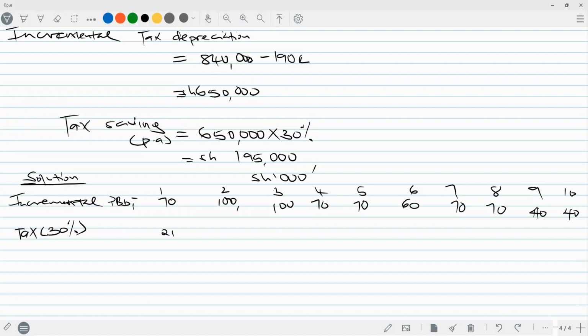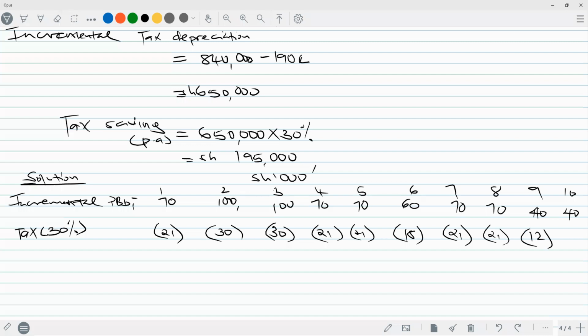You get 21,000 cash outflow. You get 30,000 cash outflow. 30,000, 21,000, 21,000, 18,000. Get 21,000, 21,000, 12,000, and get 12,000. However, we have tax savings from the working you've just done there. Tax savings per year, we got 195,000, so cash inflow, 195,000 every year for the next 10 years.